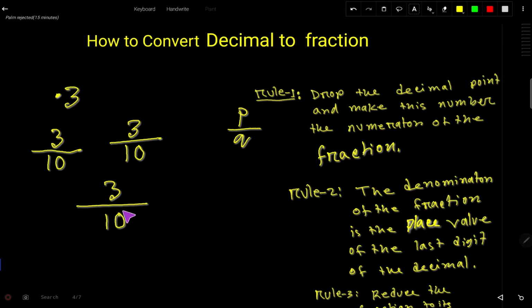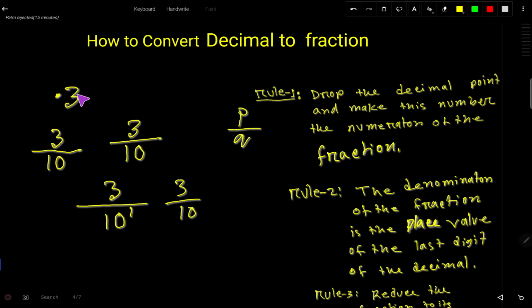And then you have to find the power of 10. After decimal we have one digit, so the power of 10 will be 1. If you have two digits, then you have to add one more to this power. So 3 over 10 to the power 1 means 3 over 10, right? So here is another way.